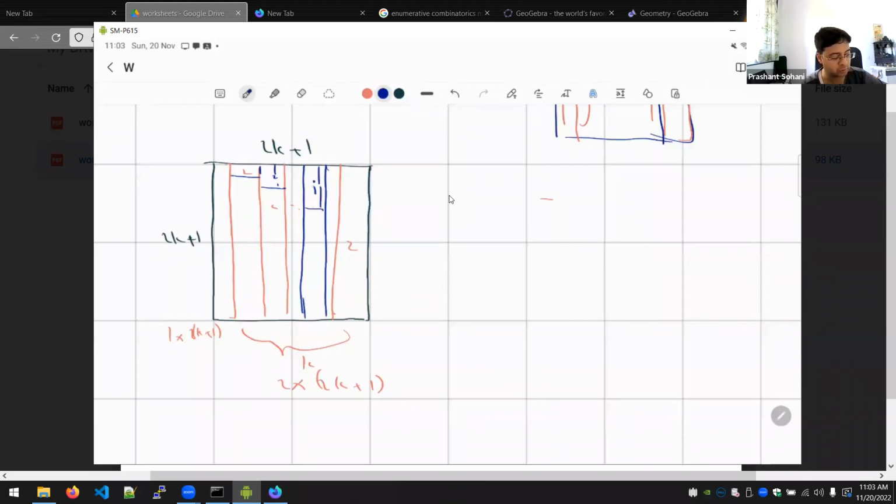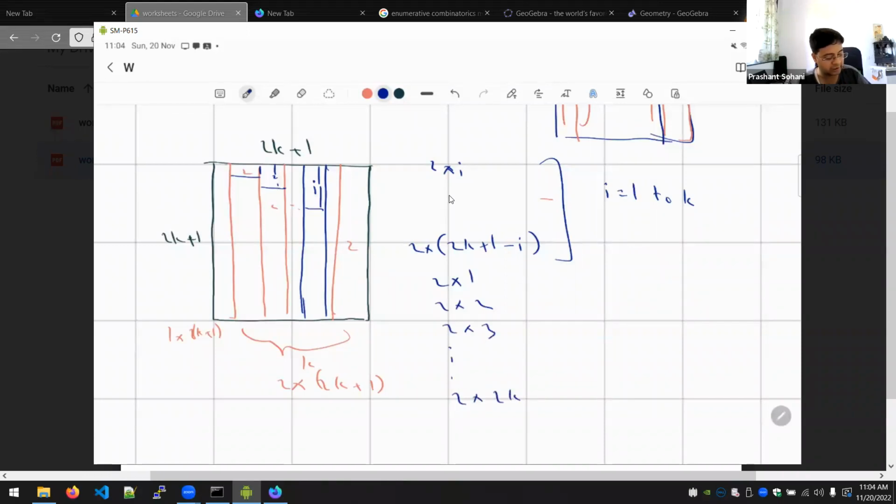So the ith column will be split into one tile of size 2 cross i and another tile of size 2 cross 2k plus 1 minus i. Right? So you will get all such tiles where i goes from 1 to k. If you actually write it out, you will realize that you get one tile of every size and there will be no multiples, right? So all the way from 2 cross 1, 2 cross 2, 2 cross 3 up to 2 cross 2k. Exactly one tile of each shape will occur without any repetition. Okay, so this is the odd case.